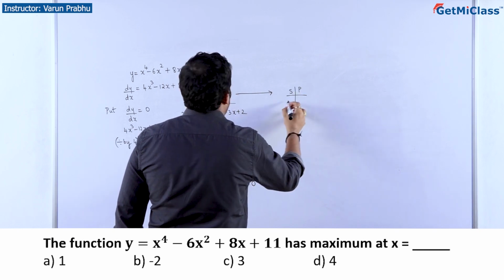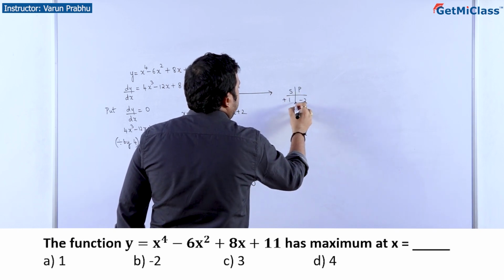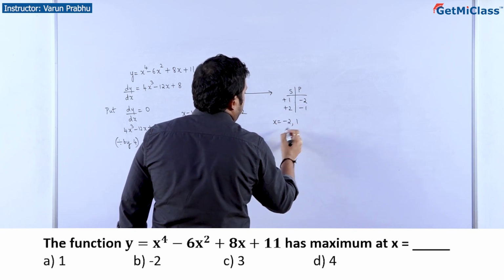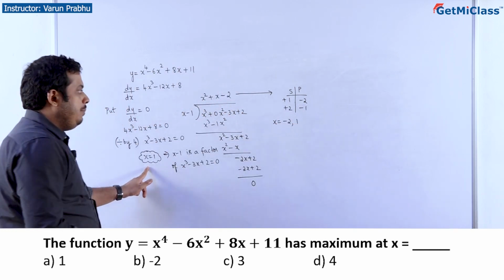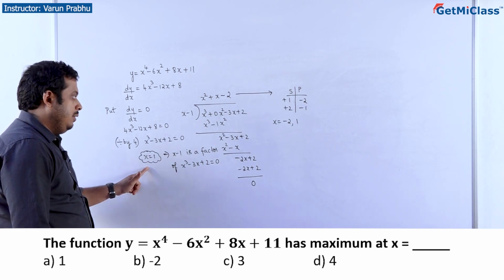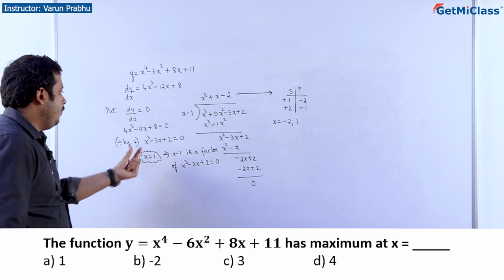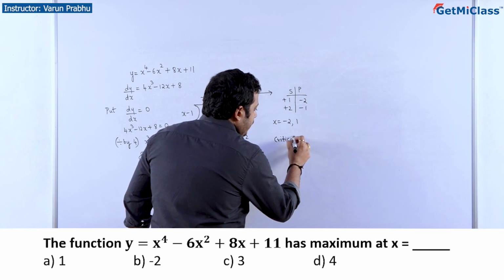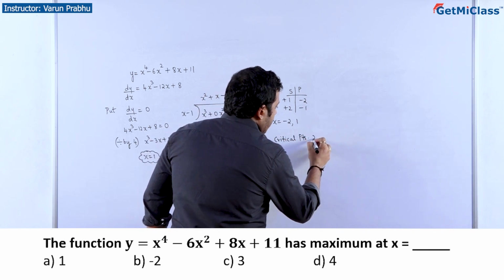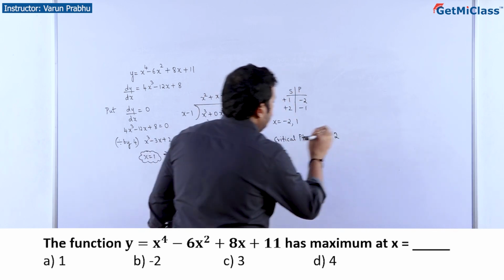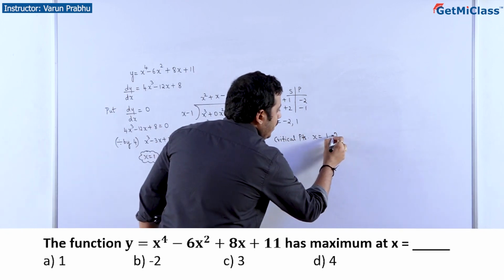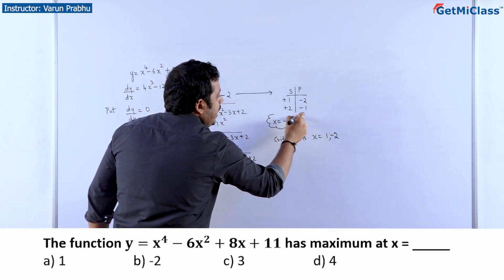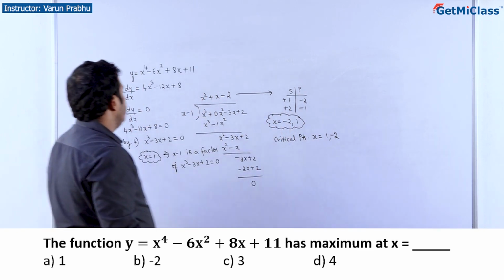For this part we will do the sum and product, plus 1 and minus 2, which is nothing but plus 2 and minus 1. So x is equal to minus 2 comma 1. Can you tell me the critical points of the function? Critical points are x is equal to 1 and minus 2, because 1 is repeating and minus 2. Correct or not?